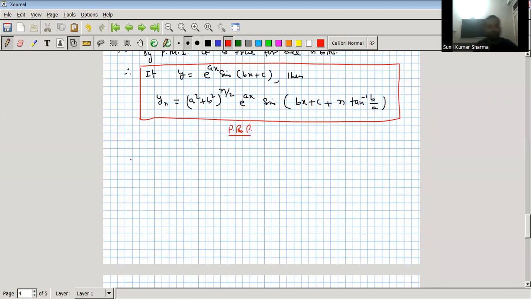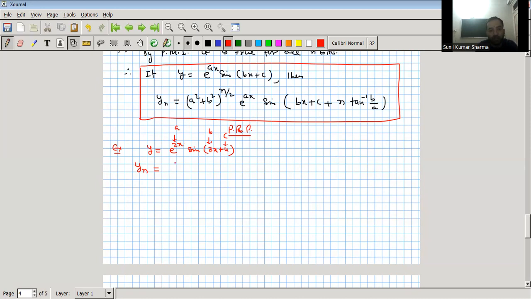So let us quickly discuss one question based on this. One example: if y is equal to e to the power 2x sin (3x plus 4), and we have to find yn, what will we do? We use this result. Here e to the power ax, this is our a, this is b, this is c. So compare with the result, then we find yn.